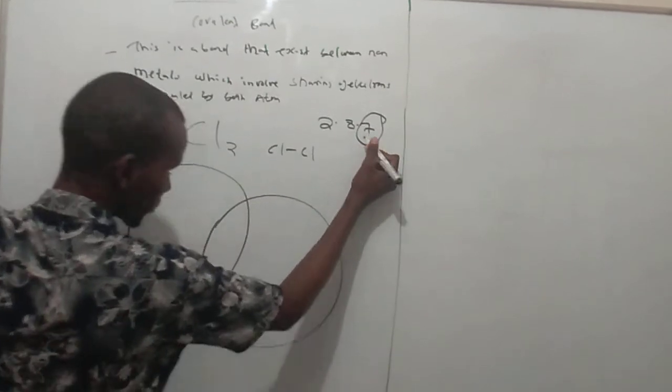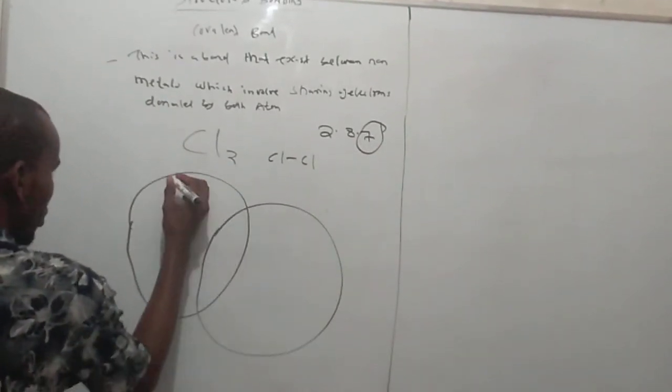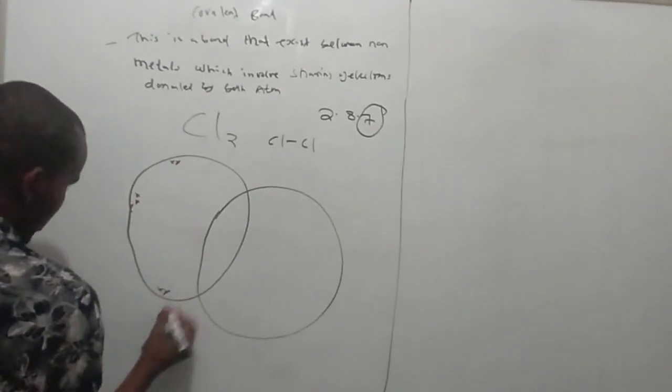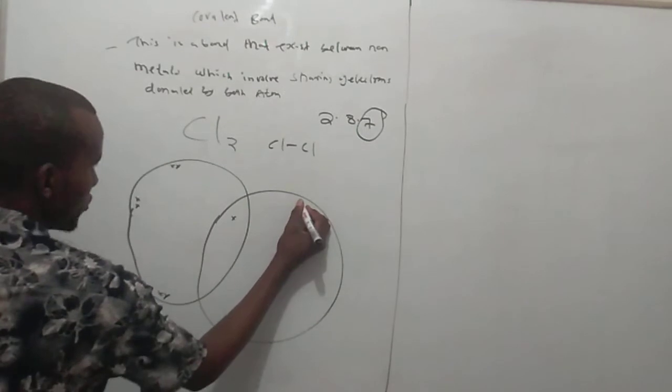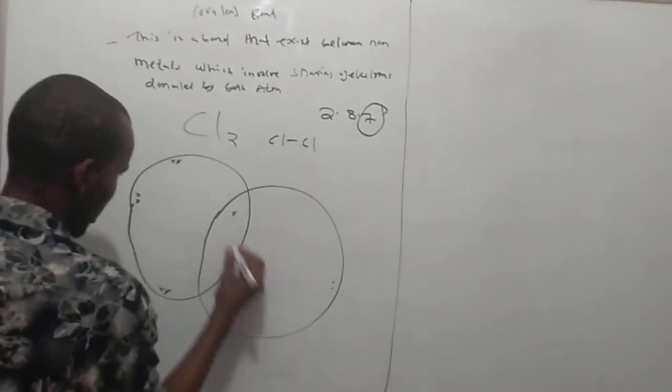7. It means let's have the first chlorine here. 1, 2, 3, 4, 5, 6, 7. Then this will bring 1, 2, 3, 4, 5, 6, 7.